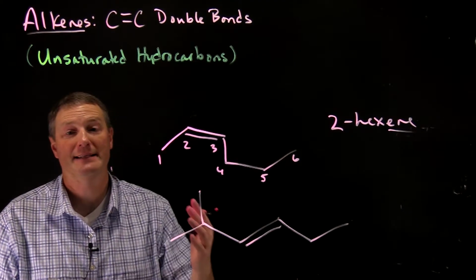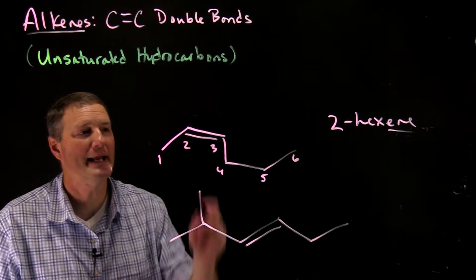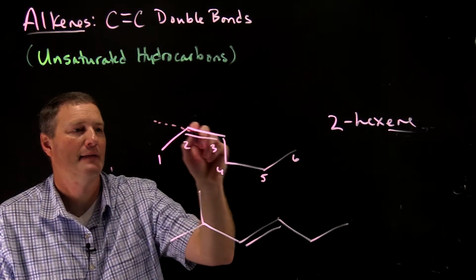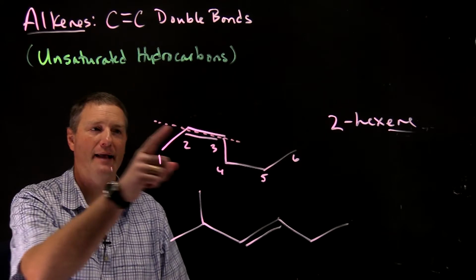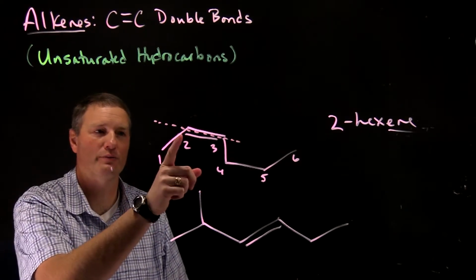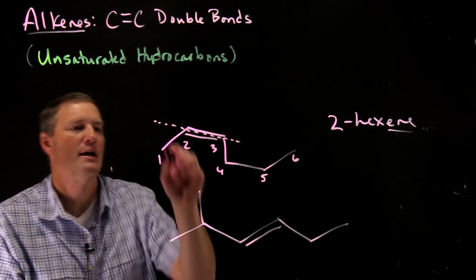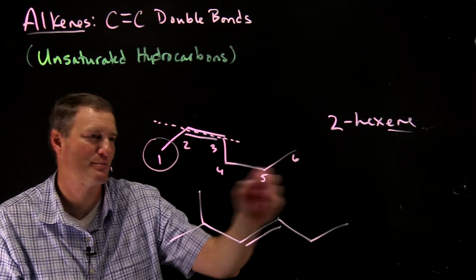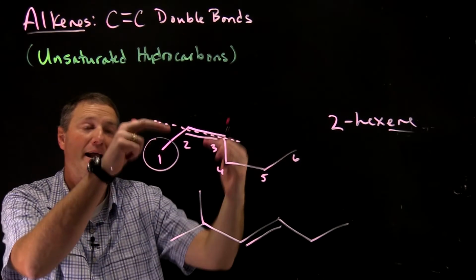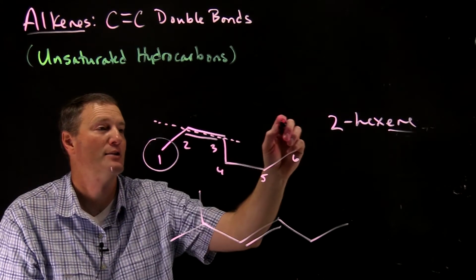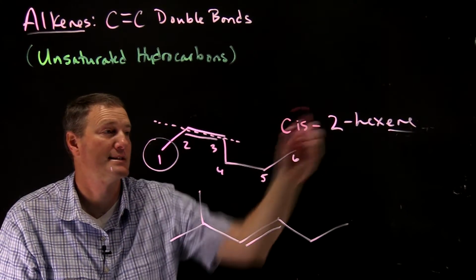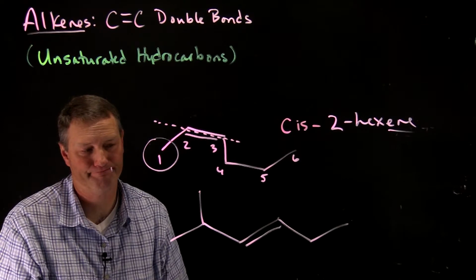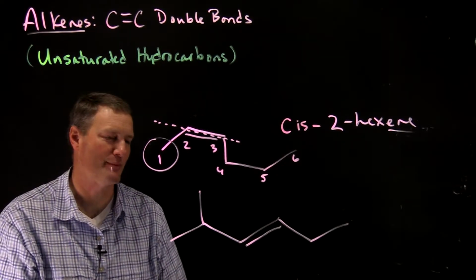However, this is not just 2-hexene. We need to indicate the fact that if we draw an imaginary dotted line through the carbons involved in the double bond, notice that this methyl group and the rest of the molecule, this propyl group, are on the same side of that imaginary line. So this would be called cis-2-hexene. Let's name the next one.